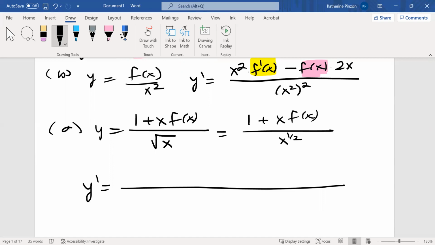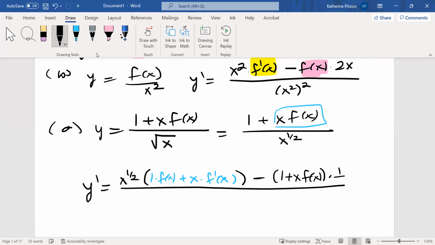So this needs a quotient rule because you have the x to the 1/2 in the denominator, and a product rule because of this x f of x. So we say bottom, x to the 1/2, times the derivative of the top. To take the derivative of that top function, I have to use the product rule: 1 f of x plus x f prime of x, minus top, 1 plus x f of x, times the derivative of the bottom, 1/2 x to the negative 1/2, over the bottom function squared.